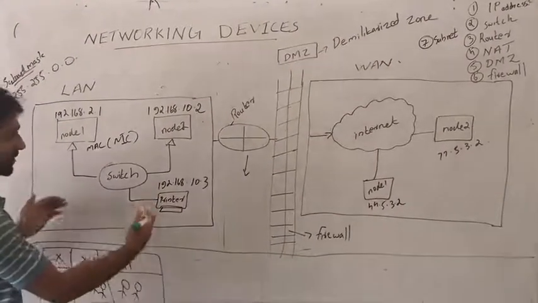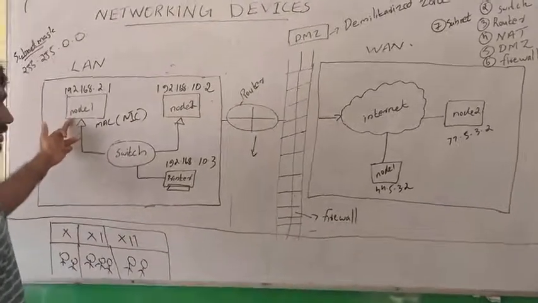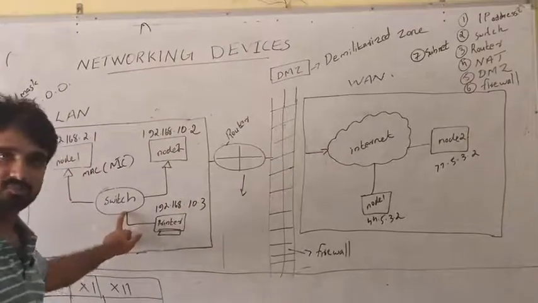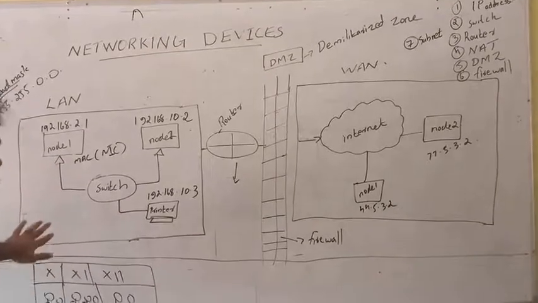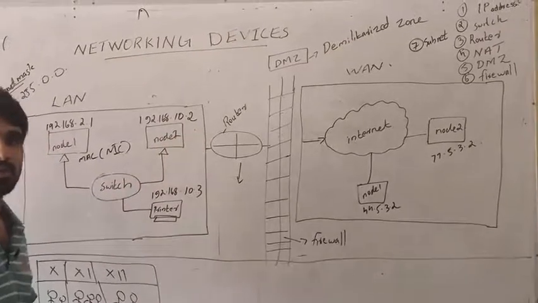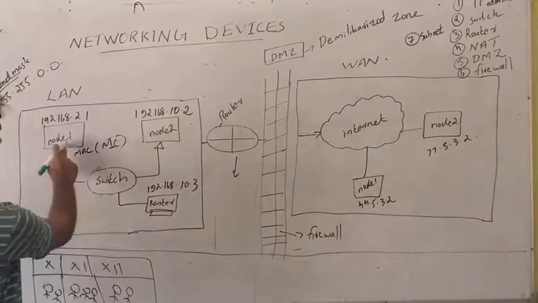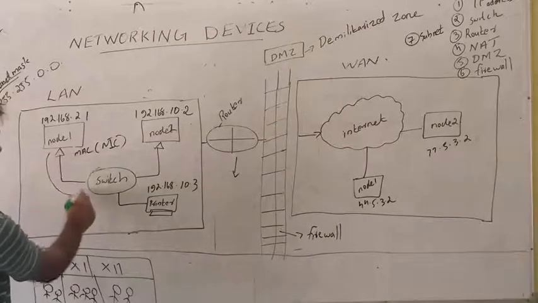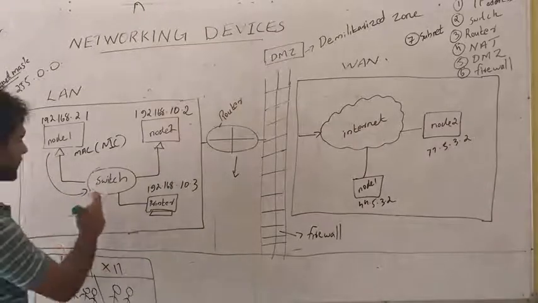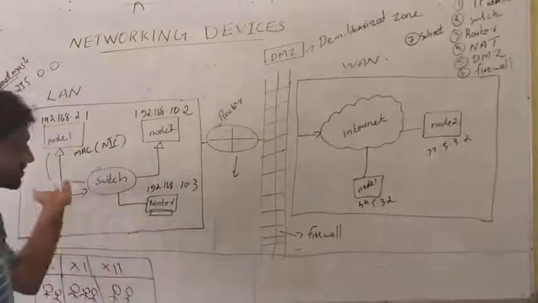So first we need to study what is going on inside this local area network. If this computer wants to send any message to this computer, first it is moved to where? To the switch. Then the switch forwards this message to the destination by using the MAC address. So if this node sends one message to here, at that time the switch identifies the destination address, which means to whom it needs to send that message.